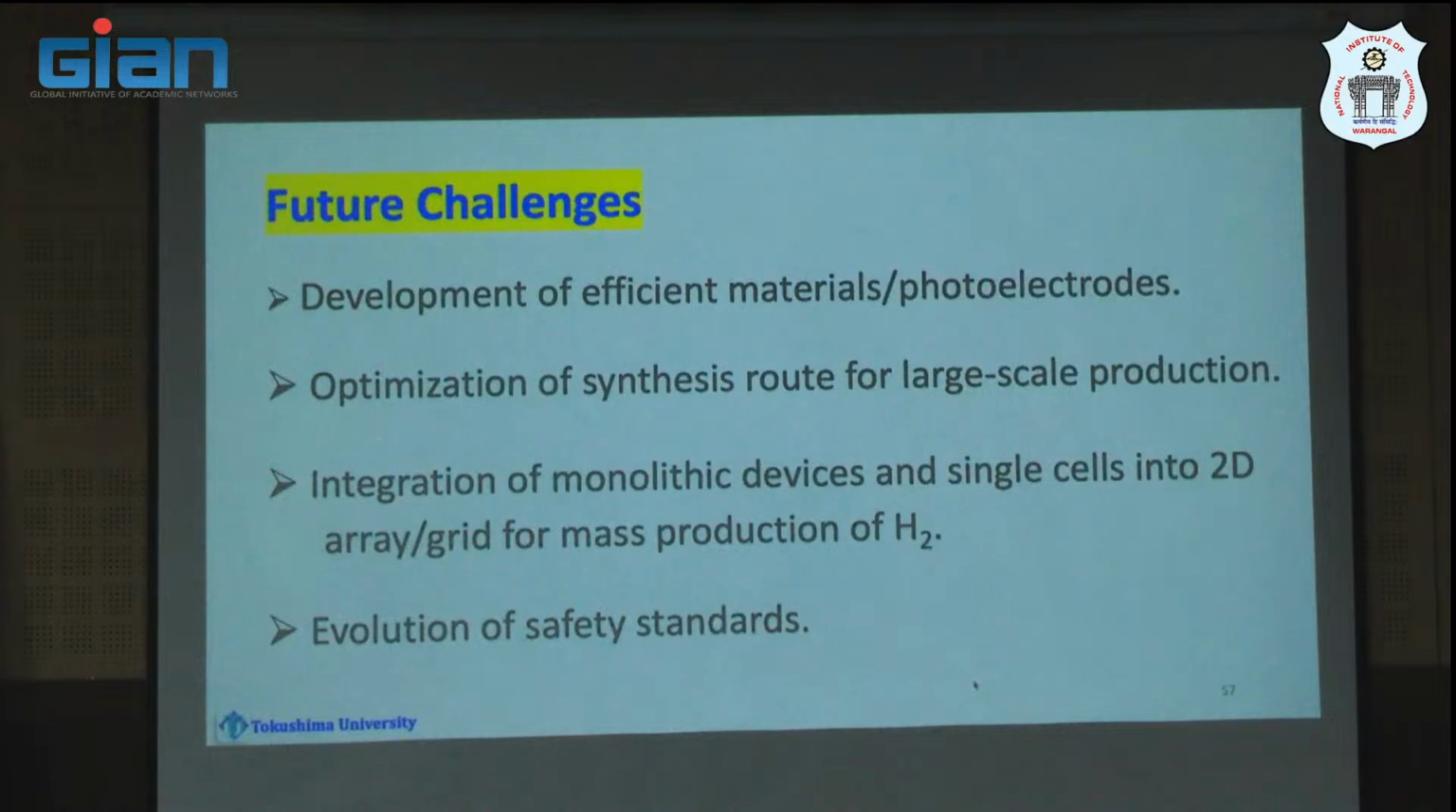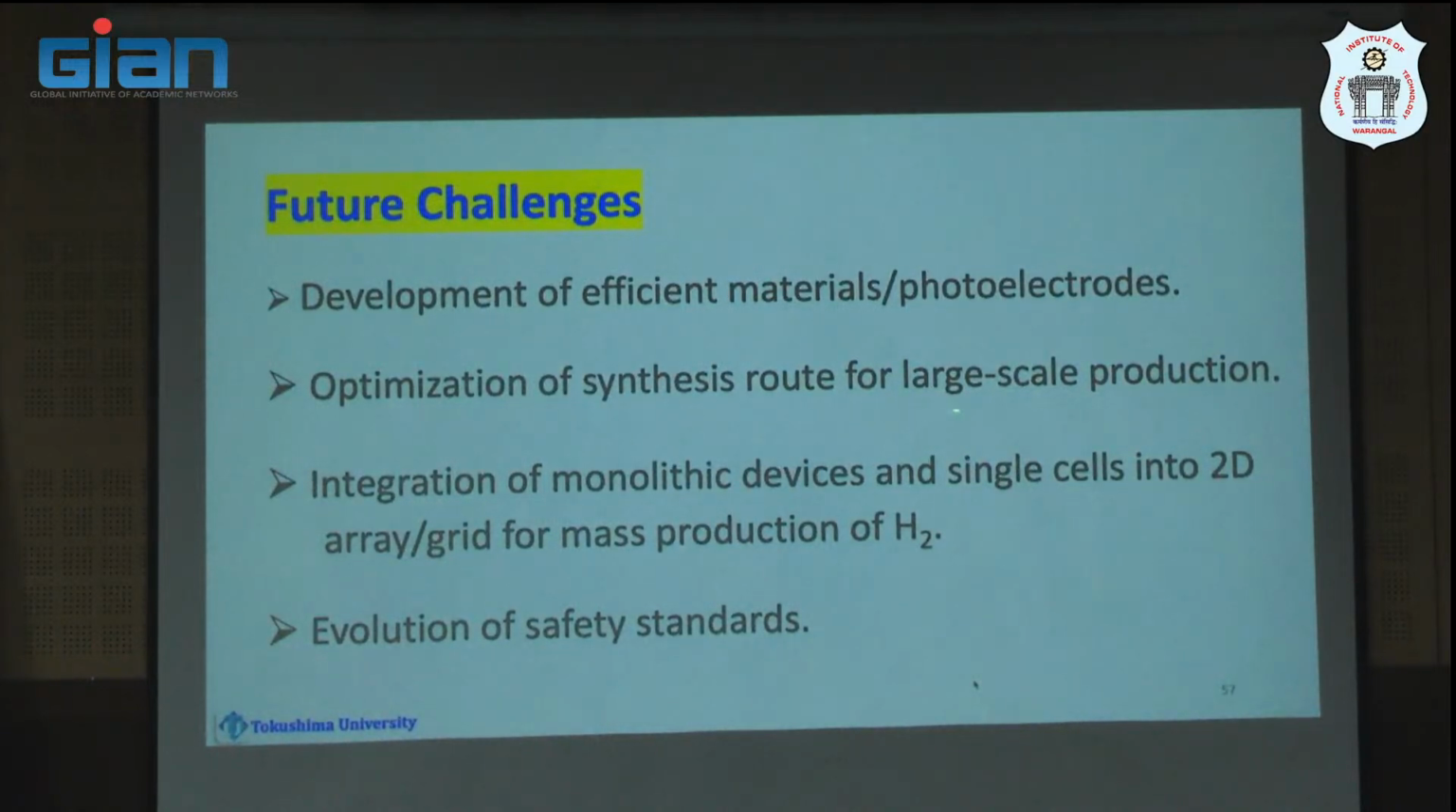What are the future challenges? So the future challenge is to develop efficient material or photoelectrode. In case of a photoelectrode, you need an electrode that is made up of either semiconductor or some kind of material. Why do we call it a photoelectrode? Because it is sensitive to the light. So that photoelectrode material should be very sensitive to the light.